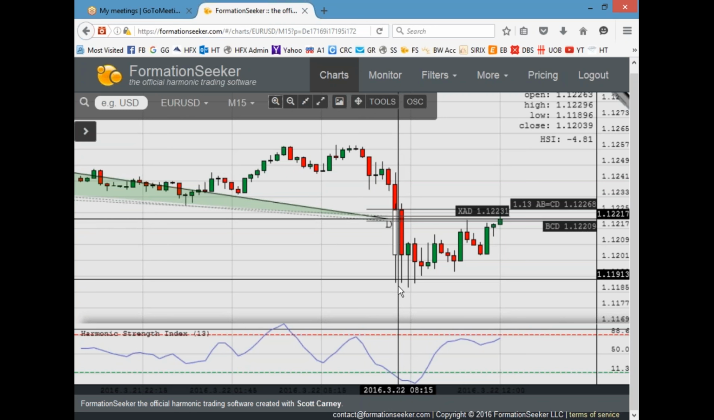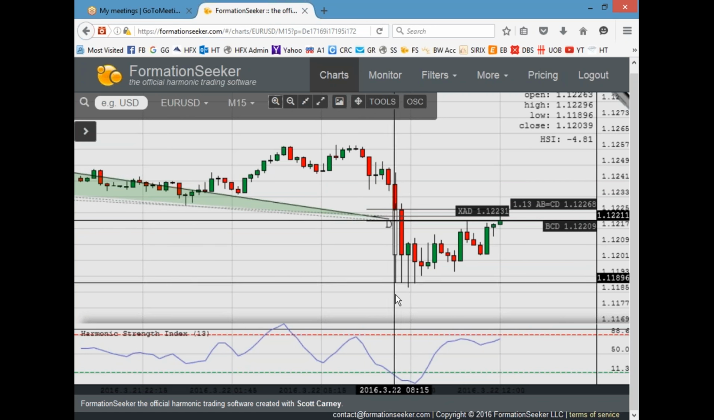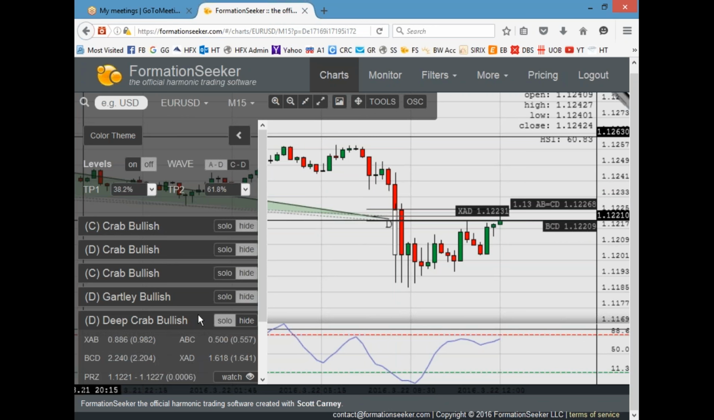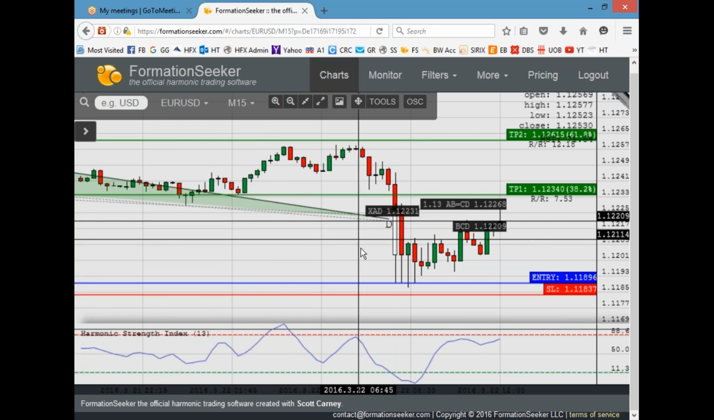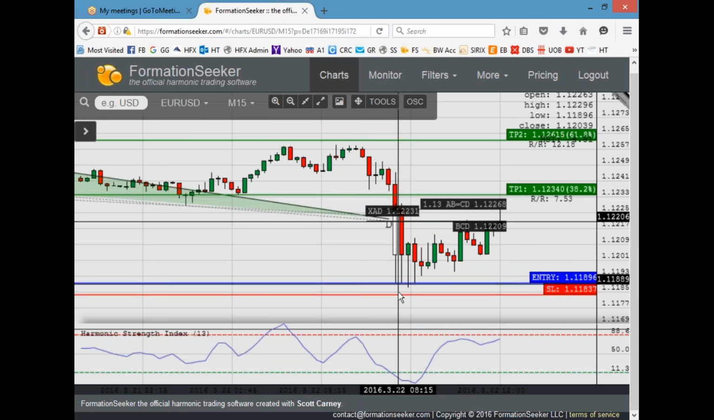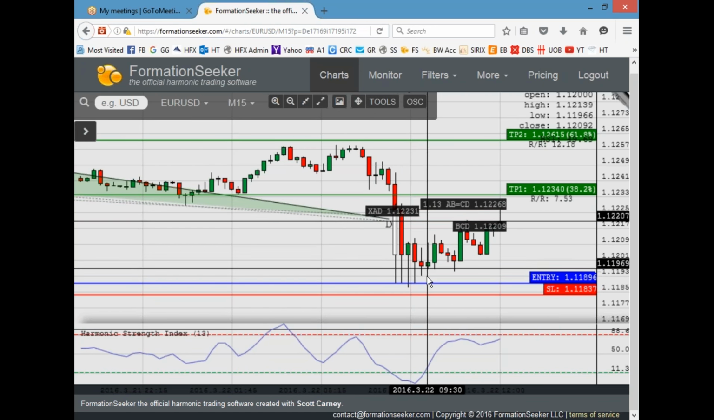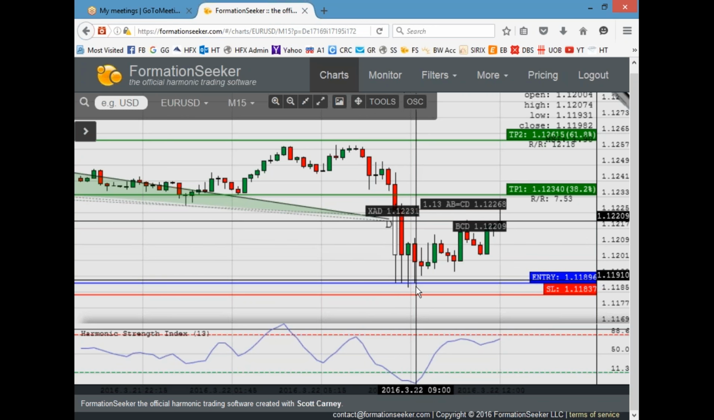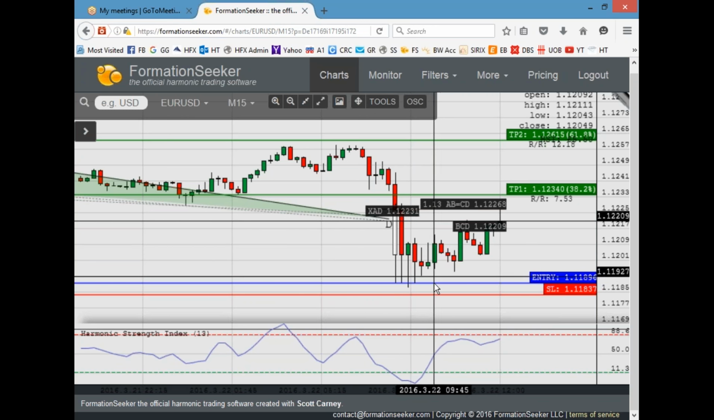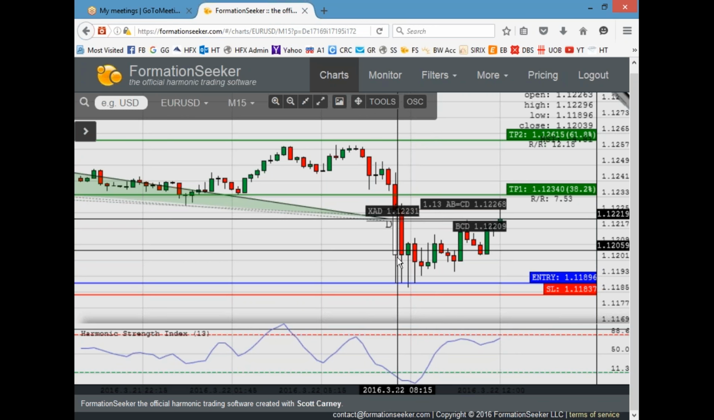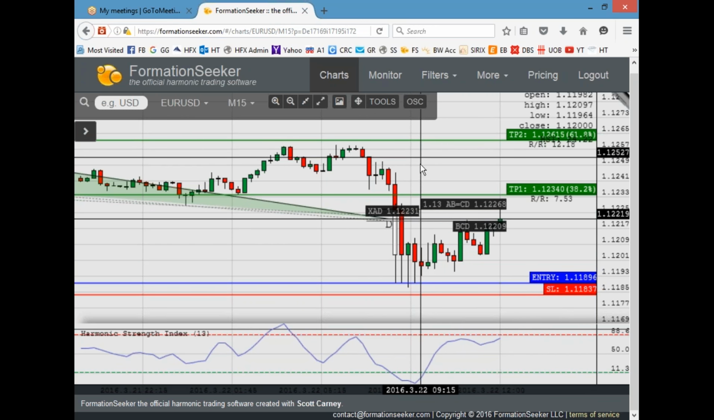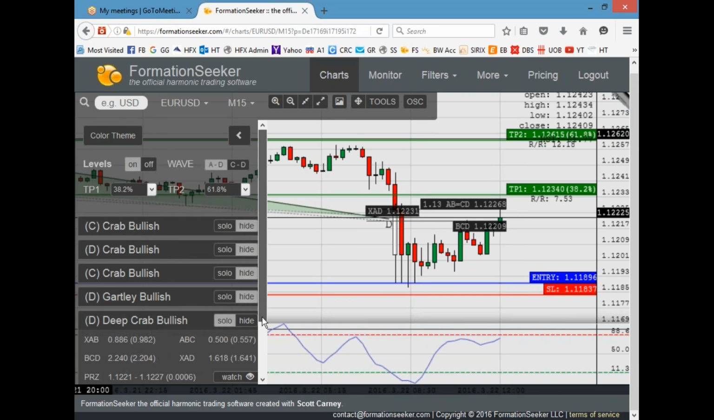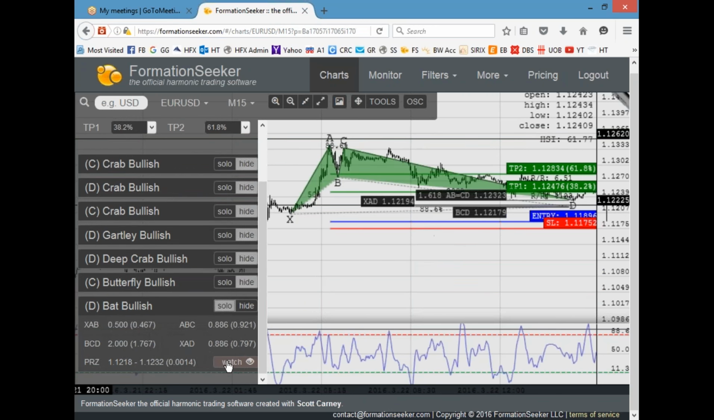This guy bashed through. This absolutely murdered the PRZ. So do you think you'll be interested in taking this trade? Although it says the entry is here, it is completely beyond the PRZ. So I'm not interested in taking this trade at all. In fact, it came very close to the stop loss. So unless there is a lot of stabilization and a lot more additional confirmation, this is going to be a dangerous trade to take. Let's look at something else that may come up here.